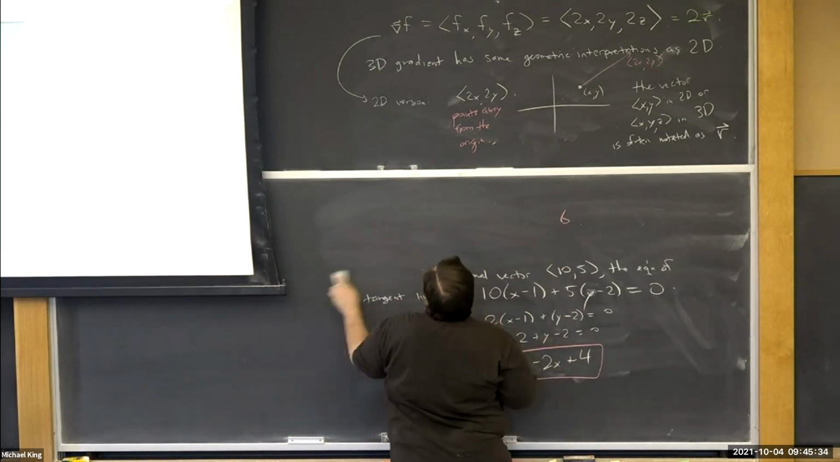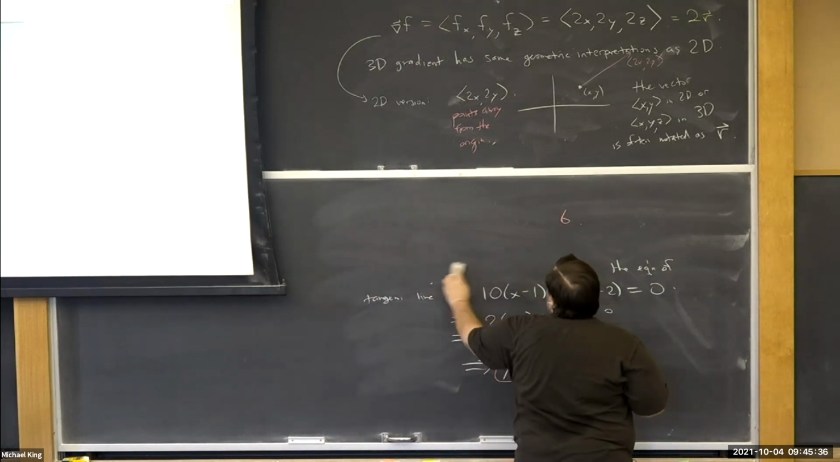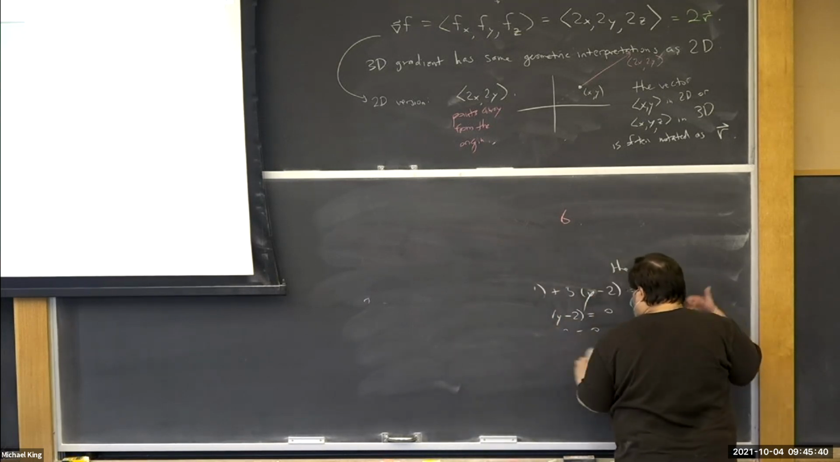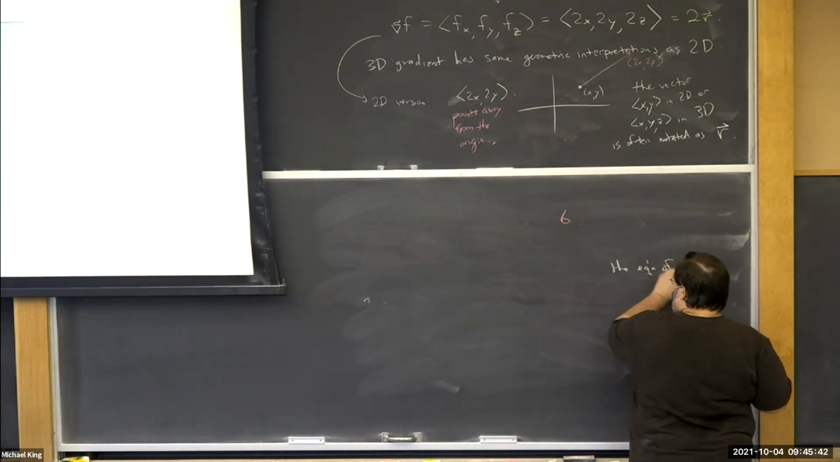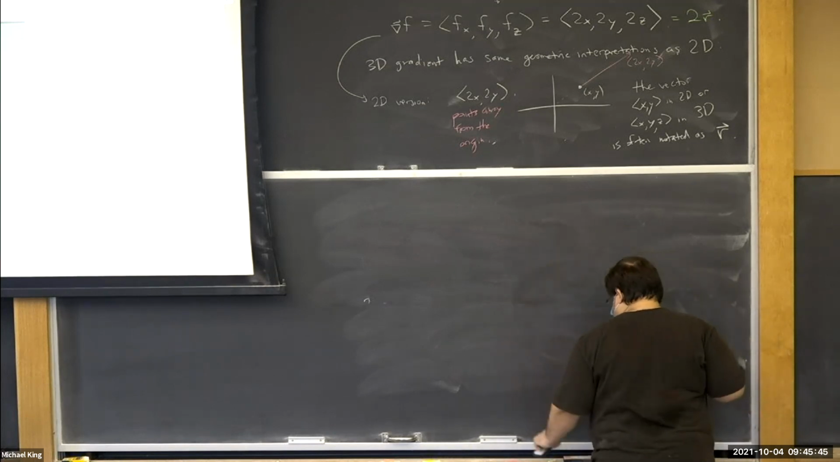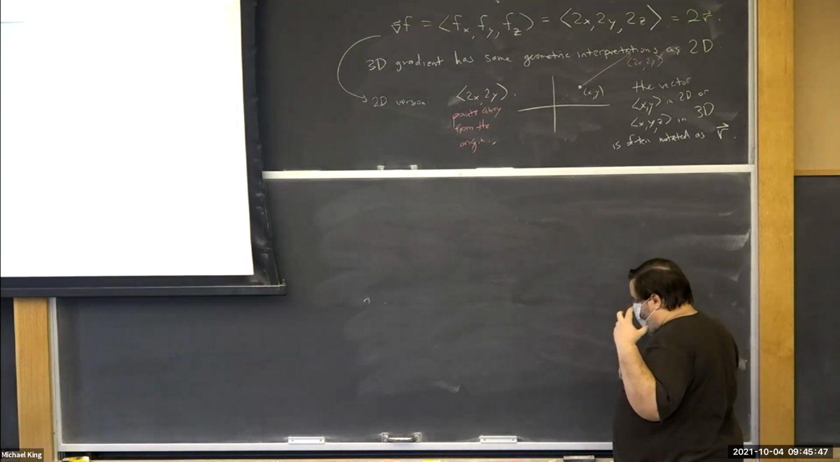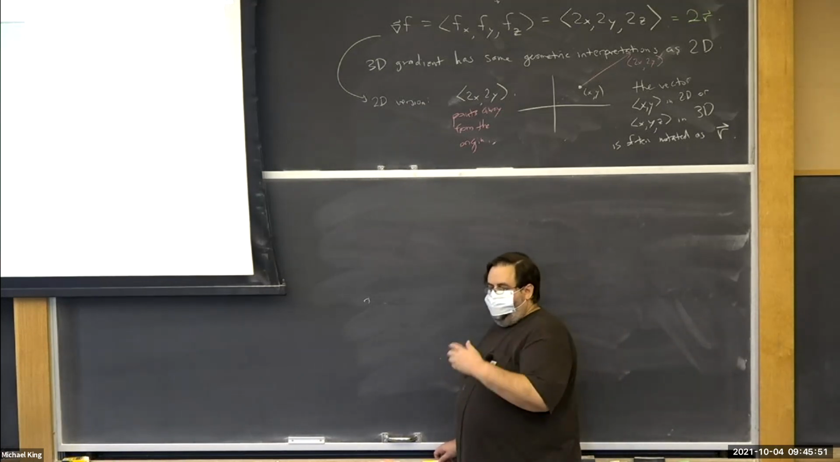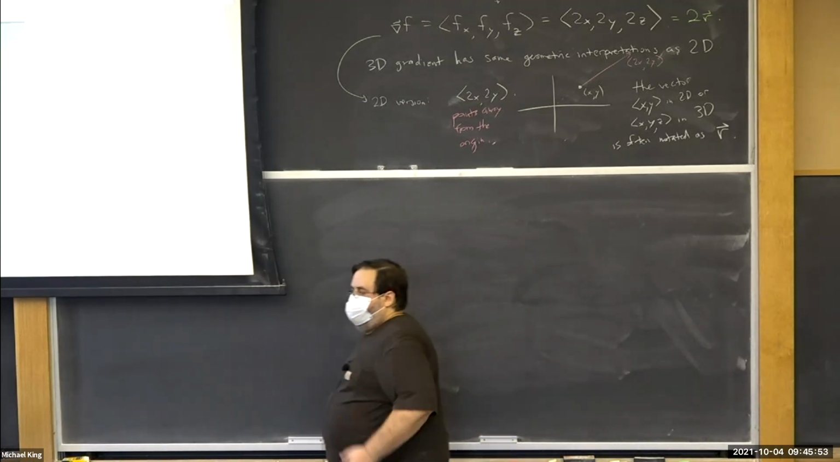So that still has the same geometric interpretations. Maybe I should write down, again, the magnitude is the size of the max rate of increase. The direction is the direction of the max rate of increase.